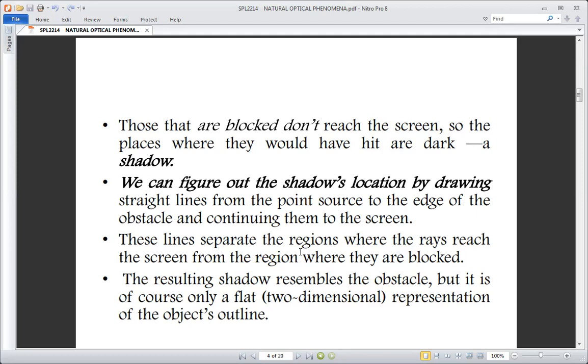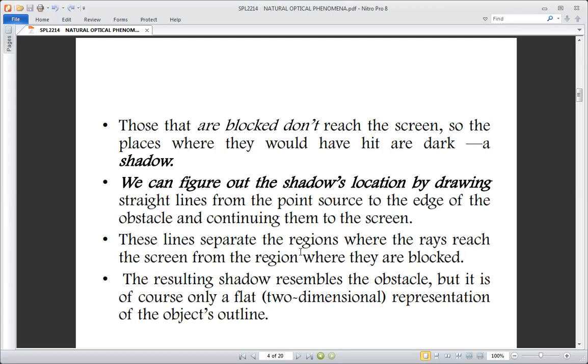So in terms of drawing rays and locating the shadow, in geometrical optics we use rays, which are straight lines from a point source to the edge of the obstacle, continuing them to the screen. I think we can picture how it is done. You have one ray that goes past the edge towards the screen, then the other one goes to the other edge, and then the middle part will appear dark.